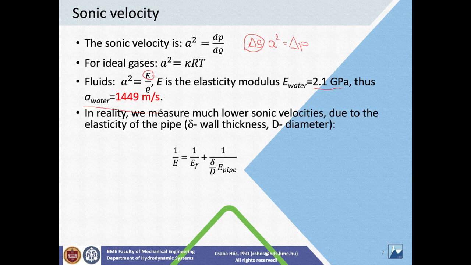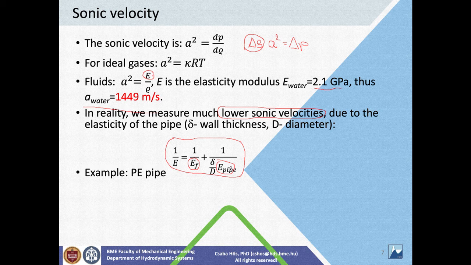Now, in reality, when we are doing such measurements, then we always measure lower sonic velocities. Okay? So this is due to the elasticity of the pipe itself. Don't forget that the water is in a pipeline. So the pipe is also flexible, and thus you need to correct the elasticity modulus of the fluid with the elasticity modulus of the pipe. Delta is the wall thickness and D is the diameter.